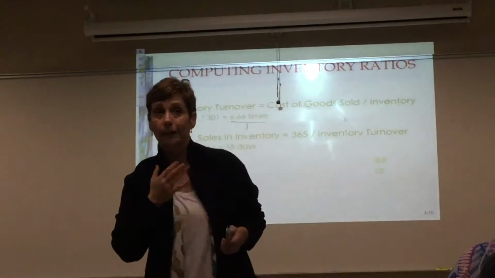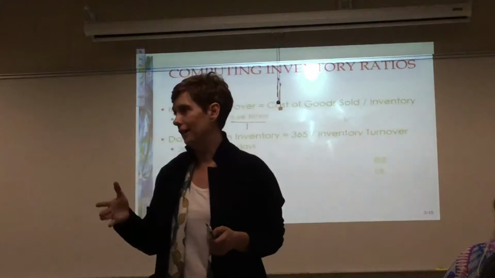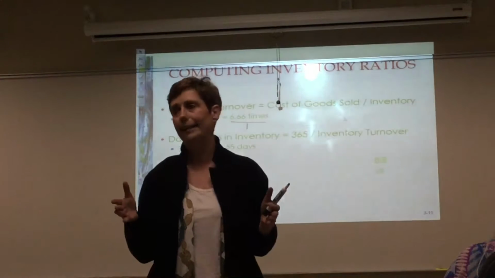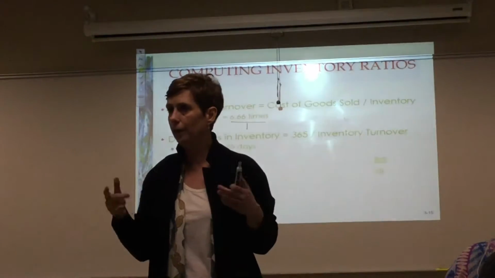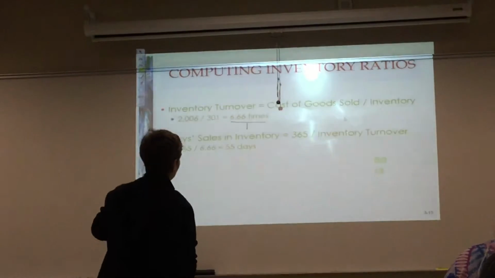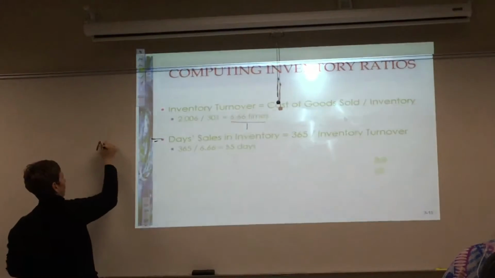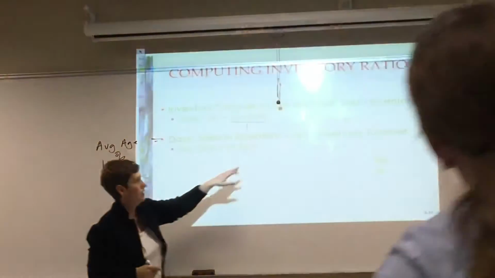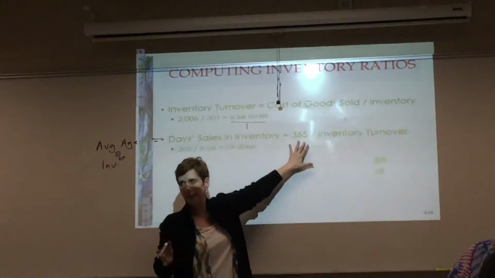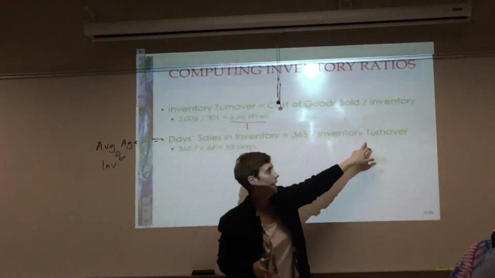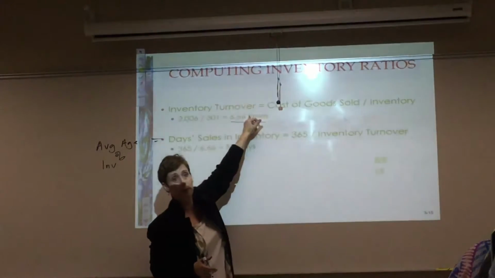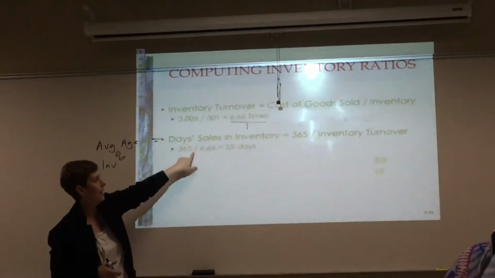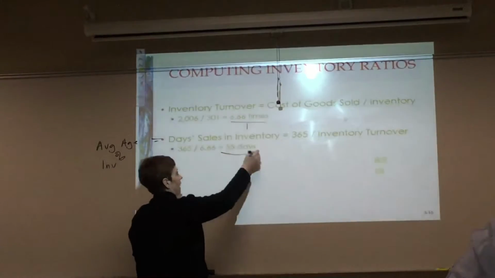I like to call this the average age of our inventory, all right? Basically, this tells me how long my inventory is sitting on the shelf. So I'm going to do a little conversion here. Days sales in inventory, or average age of inventory, is just 365, because there's 365 days in a year, divided by our inventory turnover, which we just computed at 6.66. We plug in 365 divided by 6.66, we get 55 days.